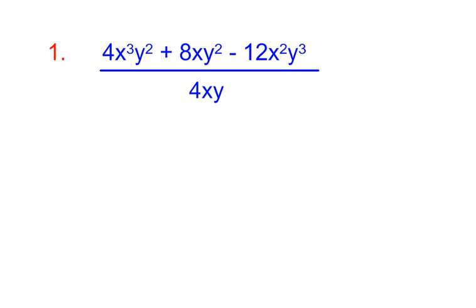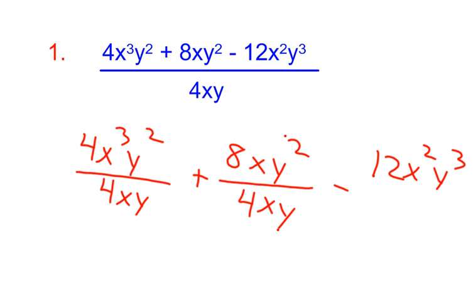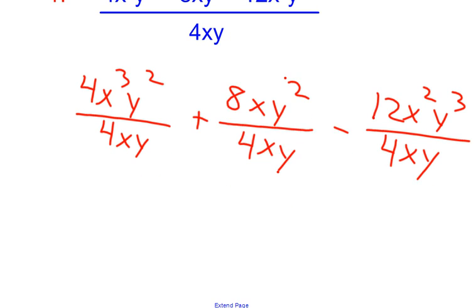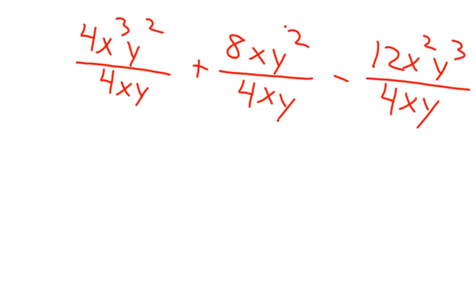So our strategy is going to be taking the numerator, 4x cubed y squared, each term in that numerator divided by the denominator, which is 4xy, plus the second term, 8xy squared divided by 4xy, and then we have the third term, minus 12x squared y cubed, that again over that same denominator of 4xy. And now all we do is we divide each of these terms individually. So let's start off with the one on the furthest left. Four x cubed y squared divided by 4xy.